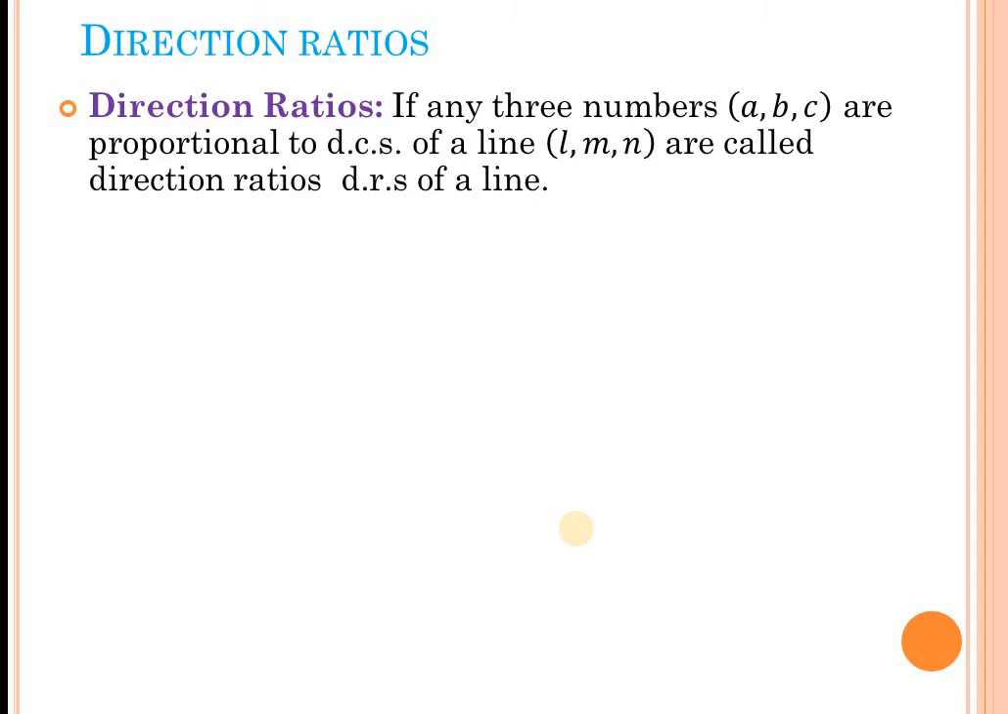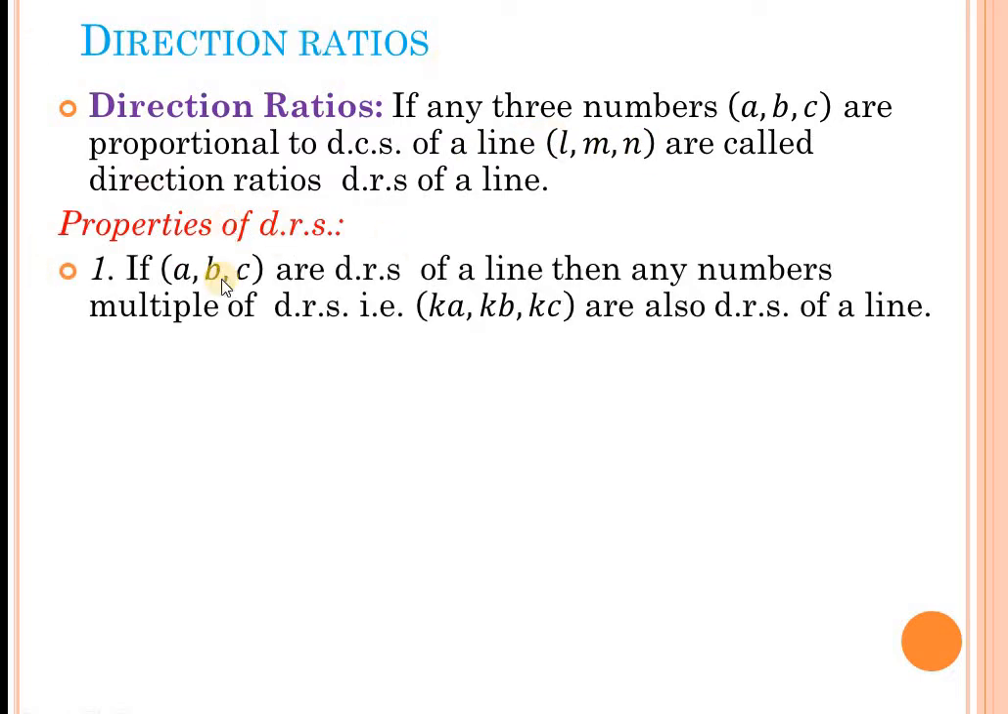Direction ratios. If any three numbers a, b, c are proportional to the direction cosines l, m, n of a line, they are called direction ratios of the line. So any multiple of the direction cosines is also a set of direction ratios of the line. Then any number multiple of direction ratios is also direction ratios of the line. So one line has more than one set of direction ratios, but only one set of direction cosines.